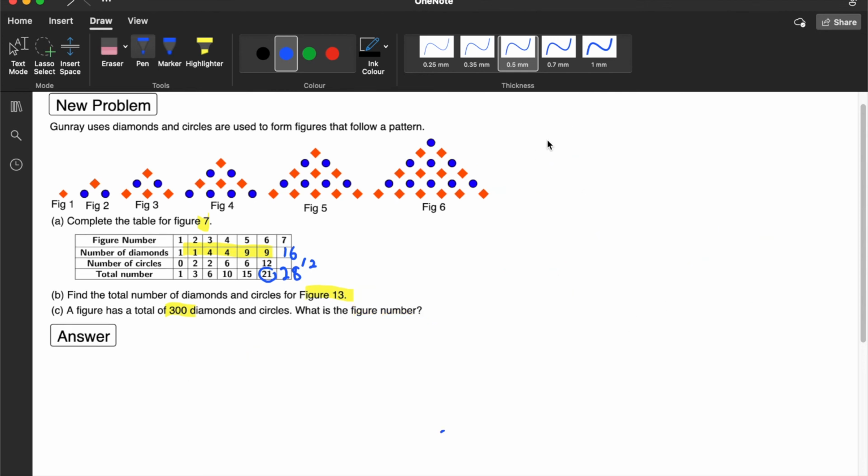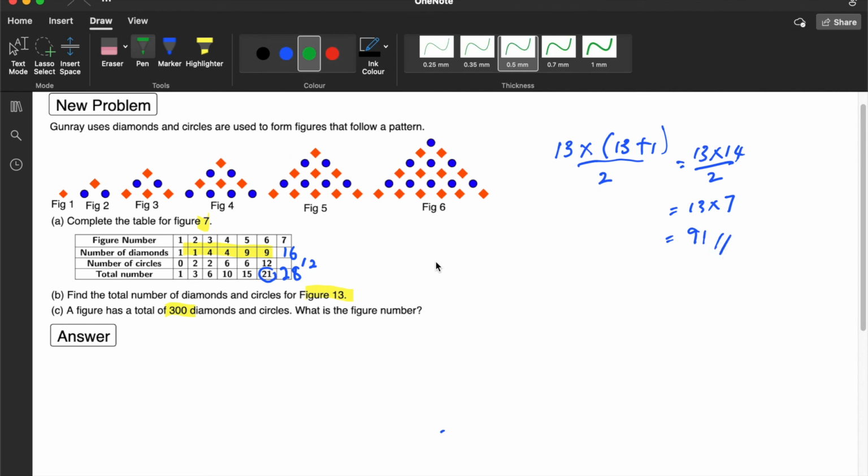Now let's answer part B. We are supposed to find the total number of diamonds and circles for figure 13. So I'm going to skip writing down all the numbers from 1 to 13. I'm going to use just the formula that we have learned. We're going to take 13 multiplied by 13 plus 1 and then divide by 2. So this is actually 13 multiplied by 14 divided by 2. This is the same as 13 multiplied by 7. I believe it is 91. So that's the answer for part B.